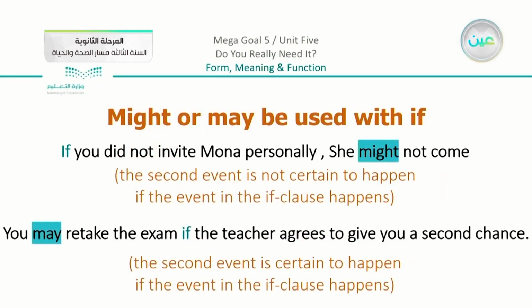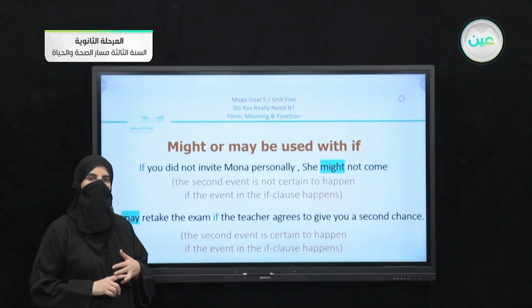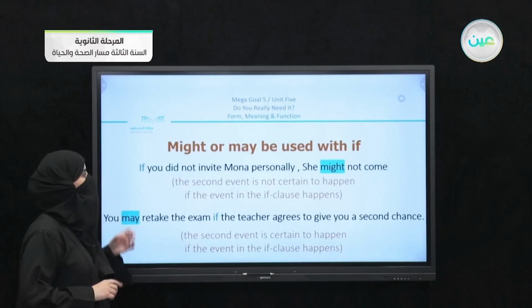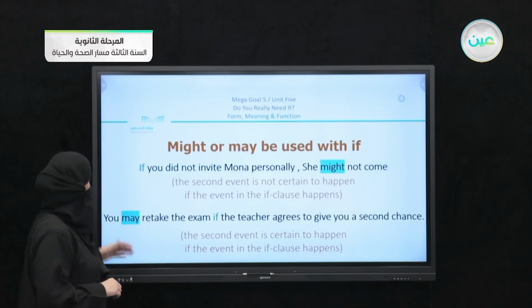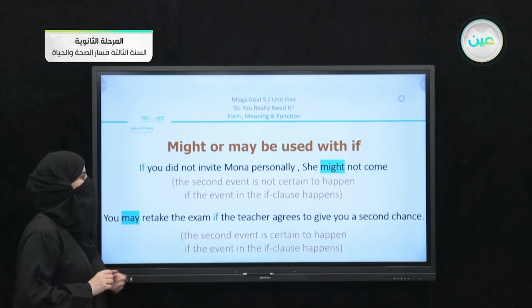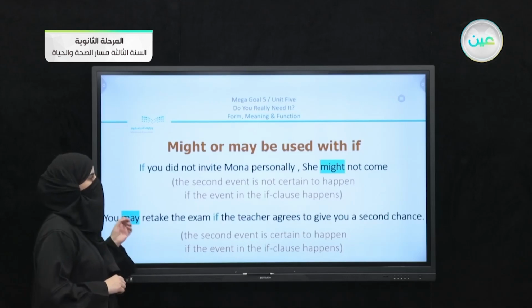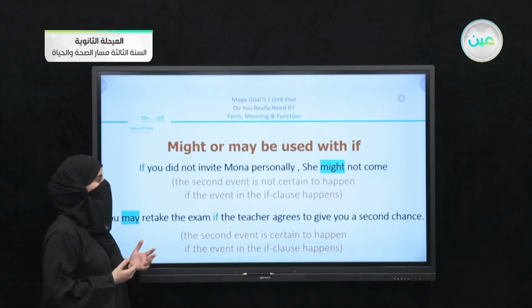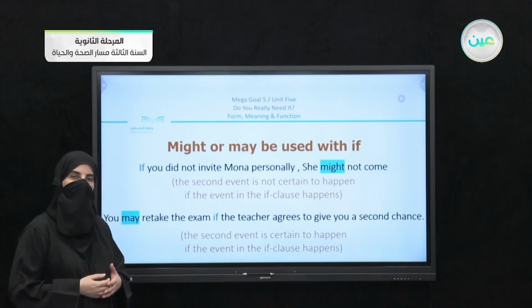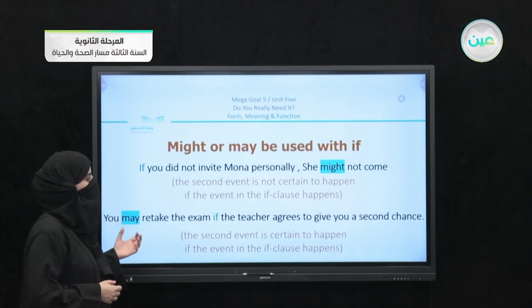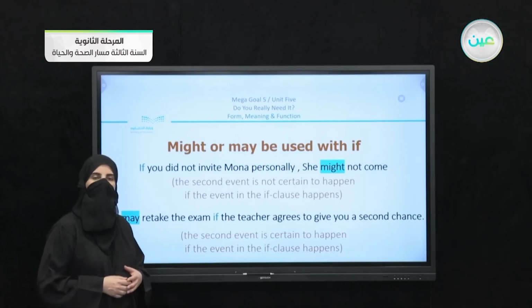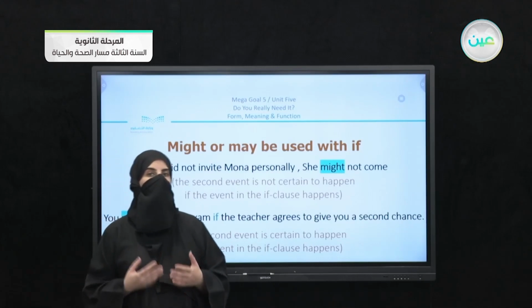Now we are going to add some simple addition here. We have might or may that may be used with if. So we have in the sentence, if you did not invite Muna personally, she might not come. And we do have another example. You may retake the exam if the teacher agrees to give you a second chance. Now, in the first example, the second event is not certain to happen if the event in the if clause happens. And in the second example, the second event is certain to happen if the event in the if clause happens. So here we do have a matter of possibility.